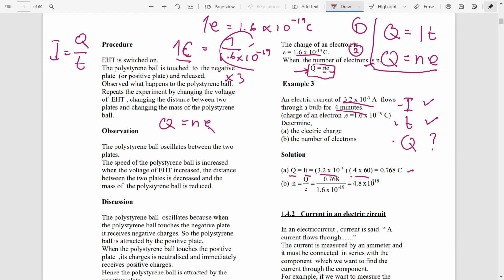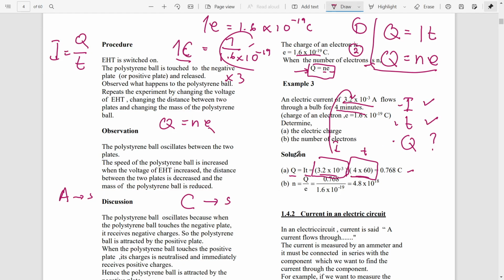If you look carefully here, what is 4 times 60? This one is I, and this is T. But here it gives 4 minutes. Why is this 4 times 60? Why don't we just take 4? It needs seconds. We need to convert into seconds. Coulomb, its partner must be seconds. Ampere, its partner must be seconds. SI unit. Okay, thank you.